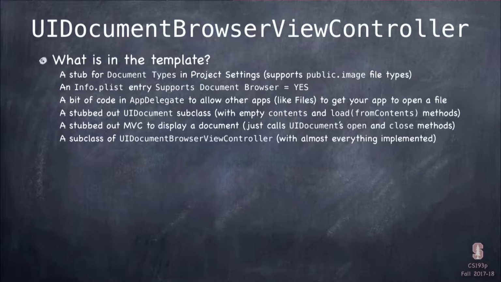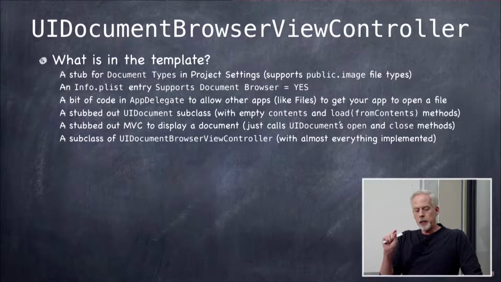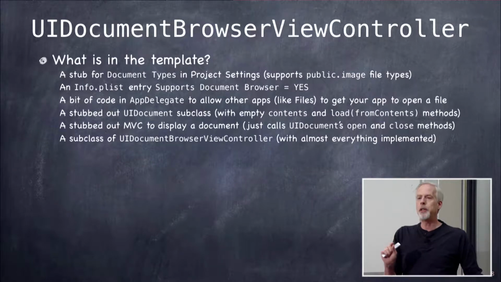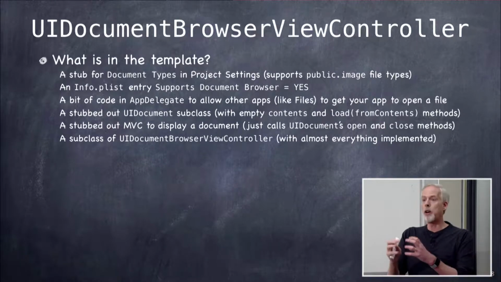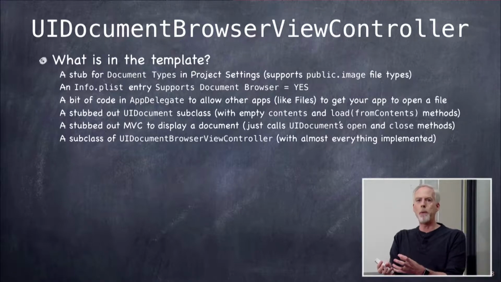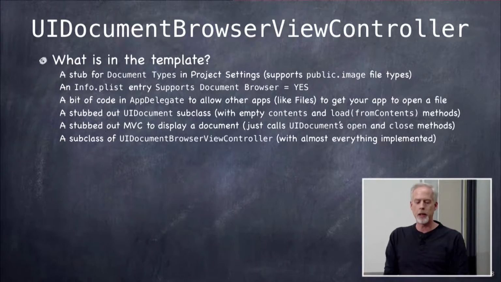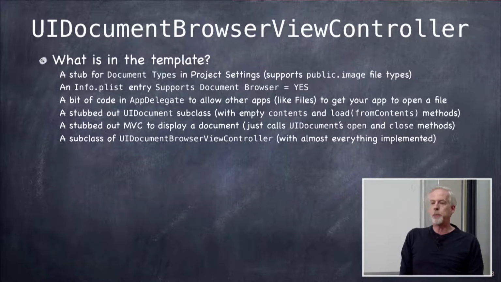One thing is that it stubs out the document types. It doesn't do JSON files, it does image files, but you can change it to JSON files or add more types. It also puts an entry in your Info.plist, which is very important, called supports document browser. That's basically saying that the documents stored inside your app sandbox are real documents that people would want to open with, like the Files app or something like that. So that's an important entry to put in your Info.plist.